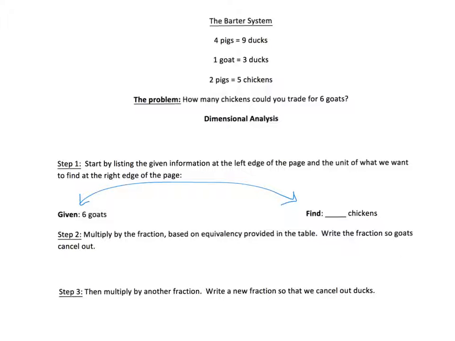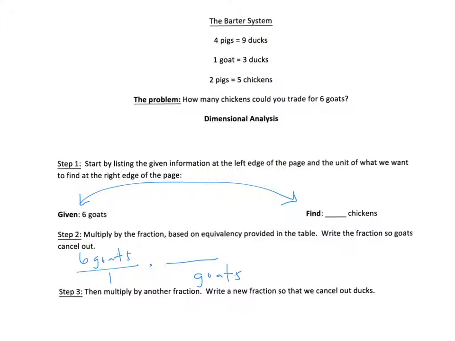So again, I'm starting with 6 goats. So 6 goats over 1, because this is going to be a fraction, times, now let's get rid of goats because we want to get to chickens. So I'm going to multiply by another fraction, and where must goats be in the second fraction to cancel out with the numerator from the first? It must be in the denominator.